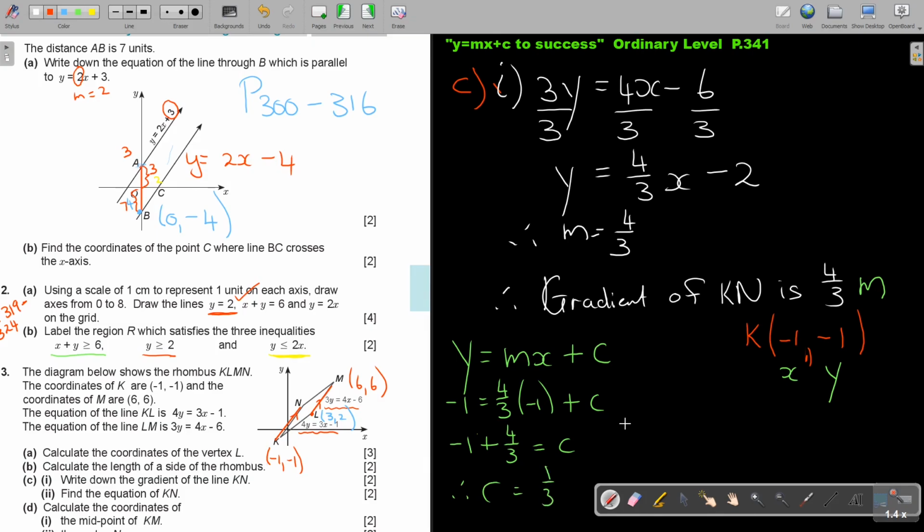And let's just say the equation, where are we now? Find the equation of KN. The equation of KN will be y is equal to, put in m, 4 over 3x, put in c, plus a third. And that will be the equation of KN. Okay, I must make space again.